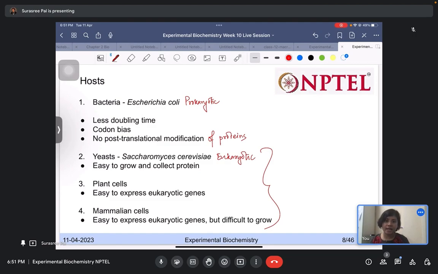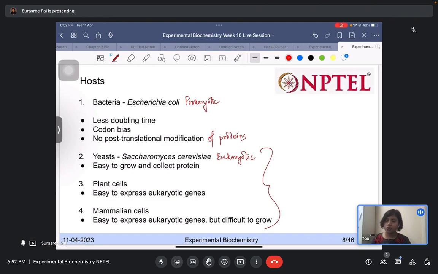So if we want to express any eukaryotic protein in a prokaryotic system, then we have to be careful, because these post-translational modifications will not occur in such a prokaryotic system. Suppose our protein is not functional without such post-translational modification, then after we isolate the protein from such a prokaryotic system, it might not remain functional because of the absence of post-translational modification.